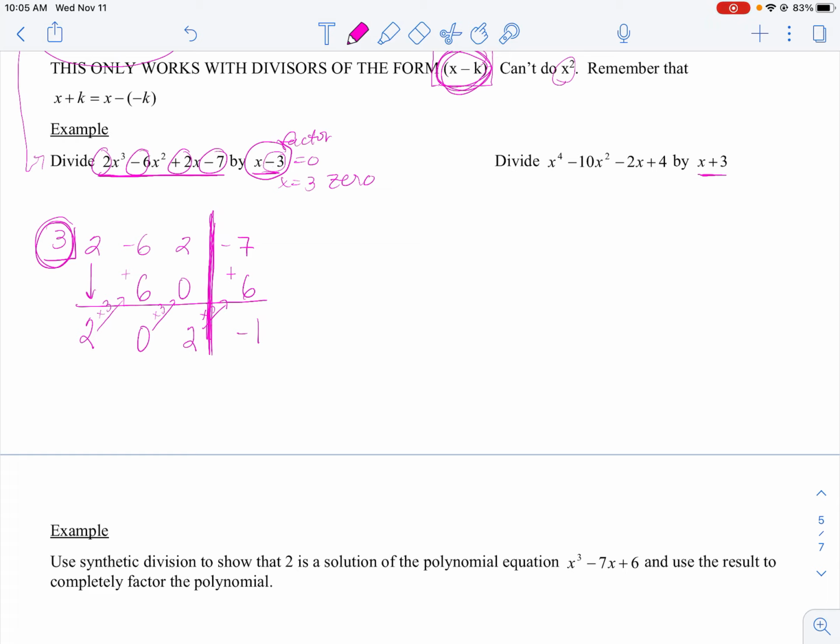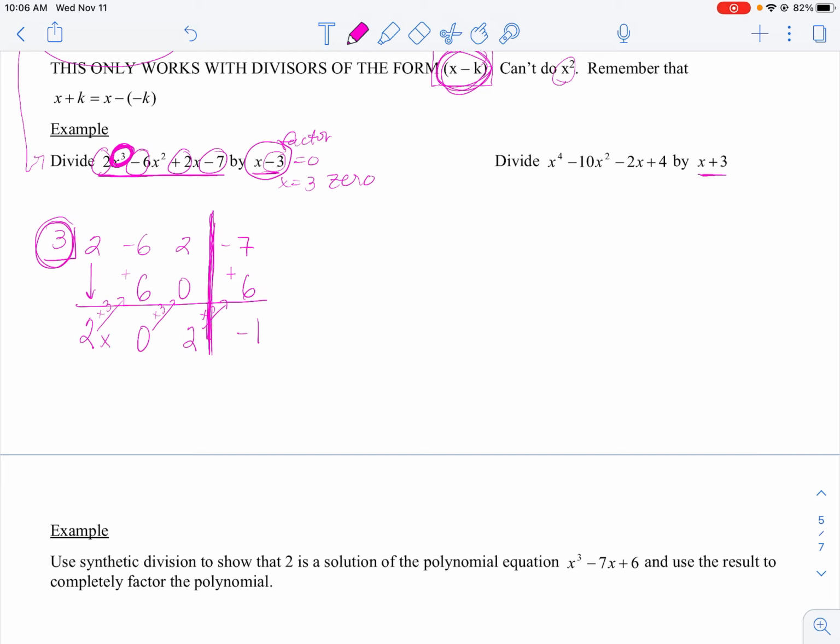So down here, we just have to figure out how to make this answer look like a legitimate answer, not just a string of numbers, 2, 0, 2, and negative 1. So in our original problem, we were doing an x cubed. And anytime you divide, you're getting smaller. If I take a bunch of cookies and I divide them among people, we're getting smaller groups of cookies. So division has to result in a smaller answer, so a smaller power.